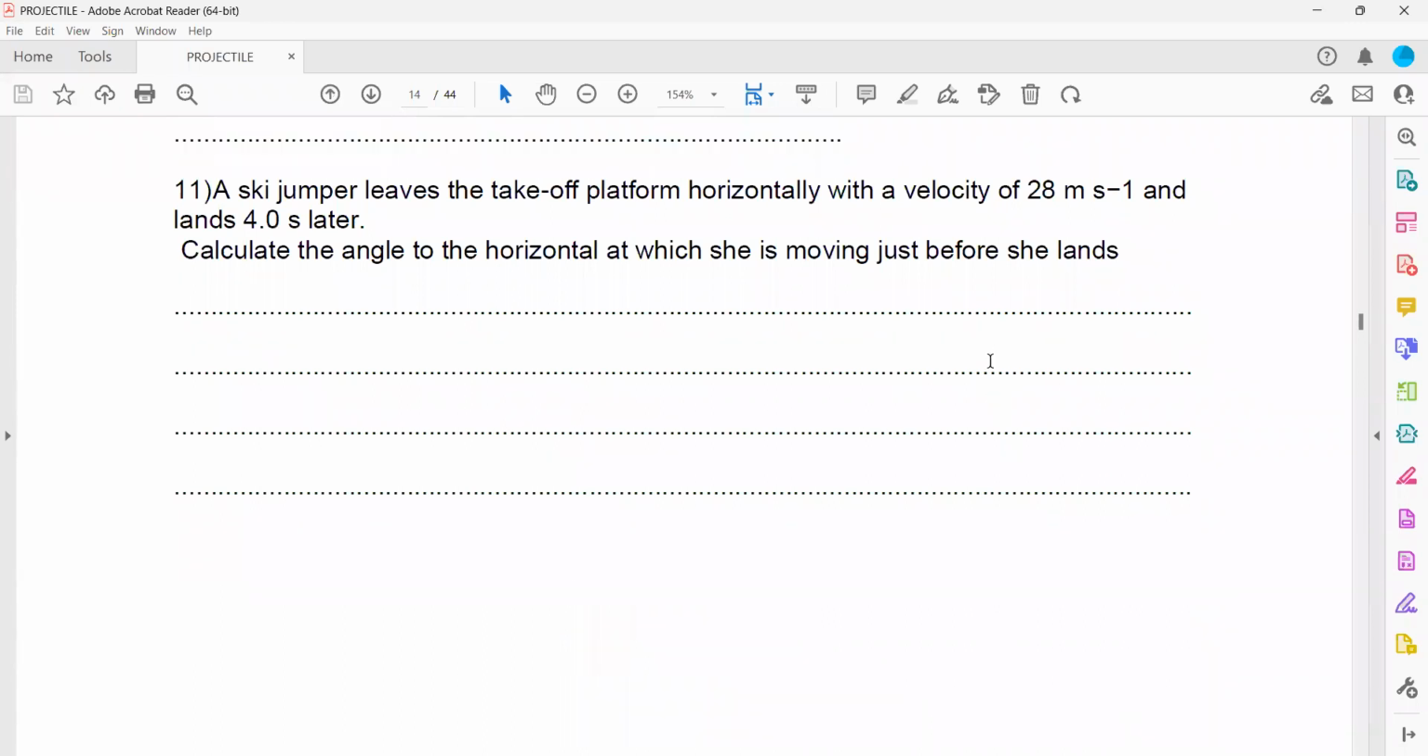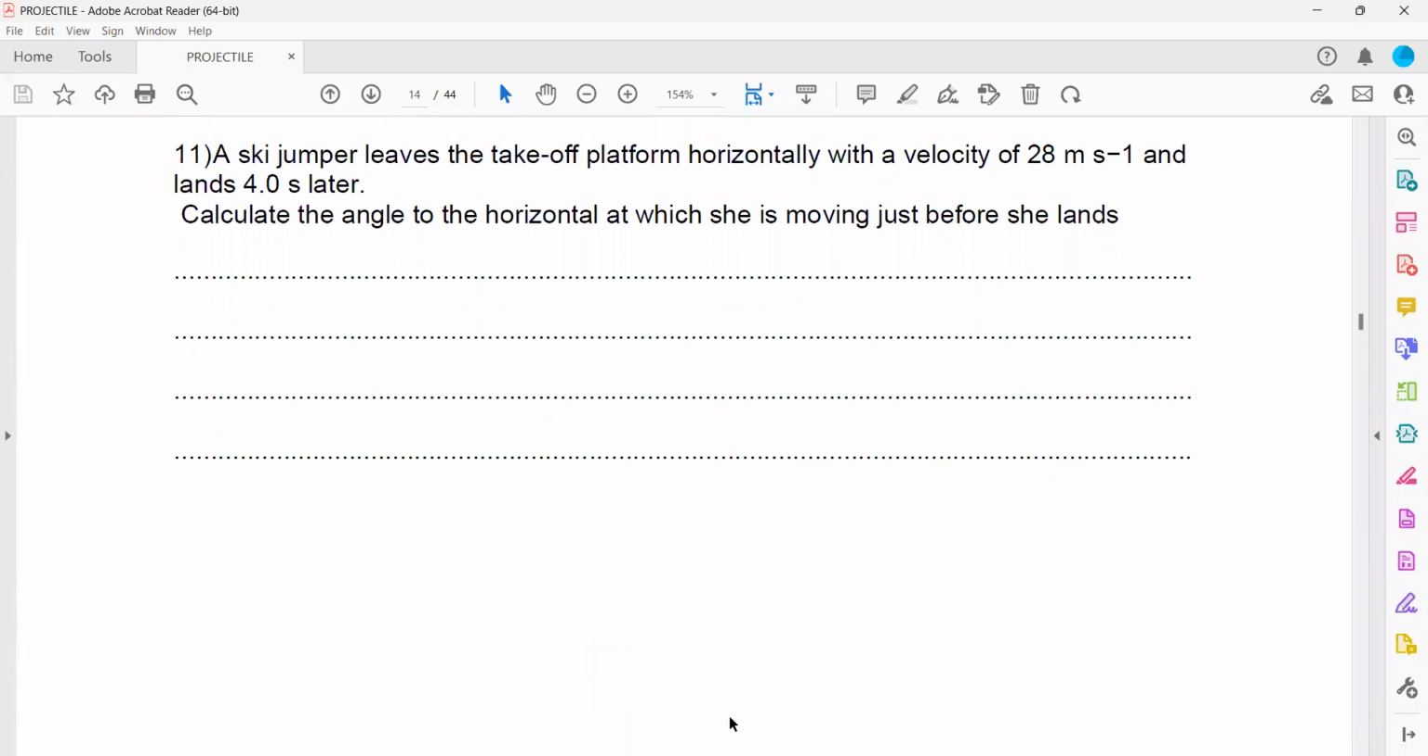In question 11, a ski jumper leaves the takeoff platform horizontally with a velocity of 28 meter per second. It's better you just have a rough sketch of the question whenever you're solving questions related to directions or projectiles.